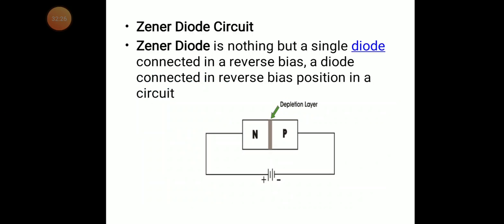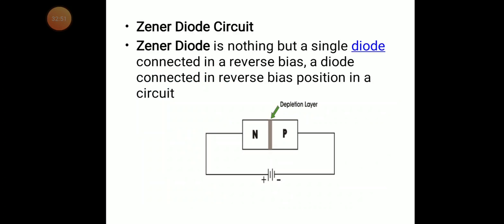So now we see the Zener diode circuit. Already we mentioned the Zener diode symbol. Already we discussed these two principles of the Zener diode, avalanche breakdown and Zener breakdown. We will try to discuss more about this in the later classes. So now we see the Zener diode circuit.